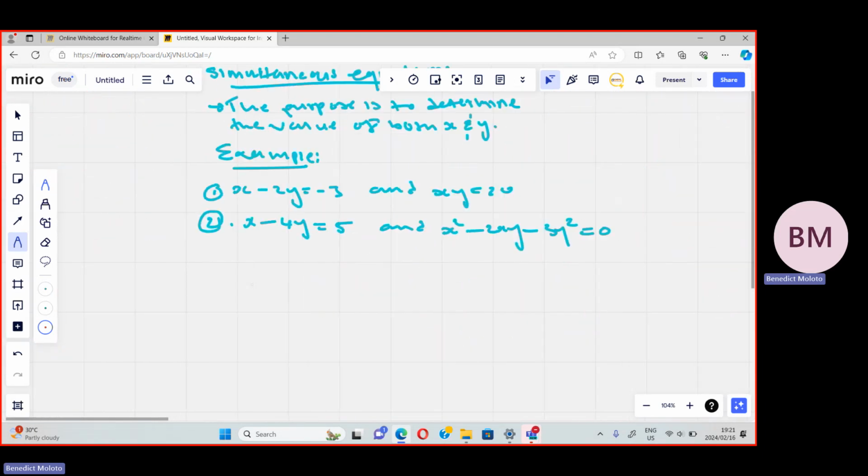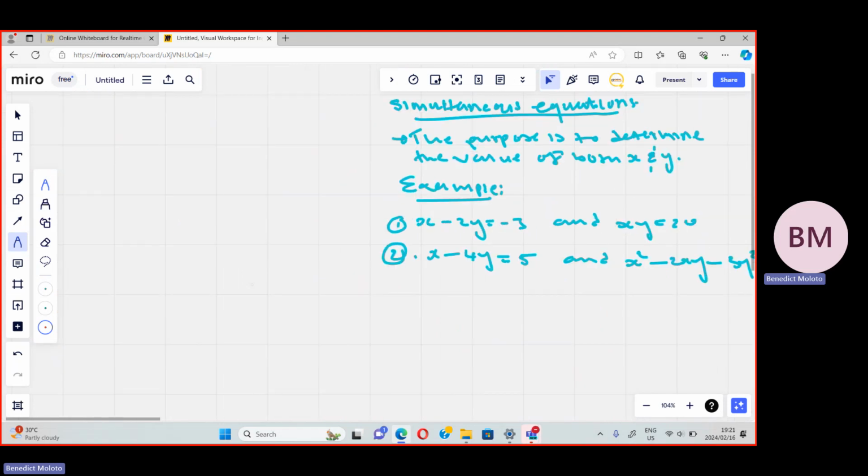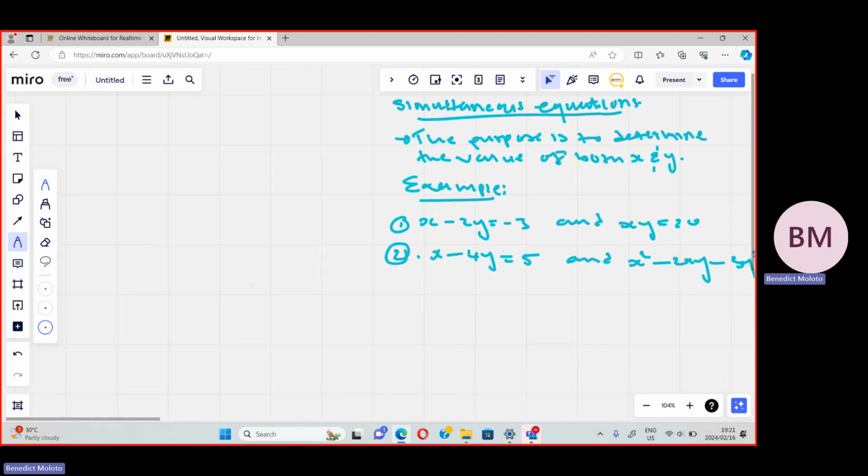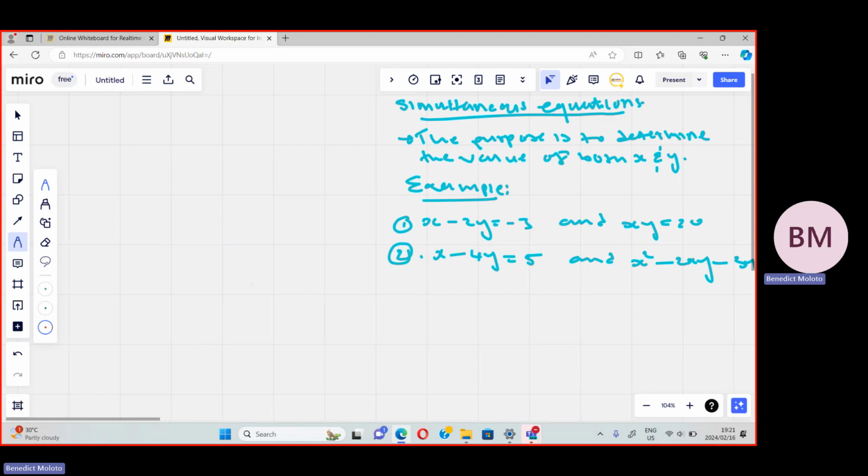Then let's look at one of the problems. I don't know why people see simultaneous equations as hard. First we are going to explain the purpose of a simultaneous equation. The purpose of a simultaneous equation is for you to be able to find the values of x and y. For you can find x, then you can find y.